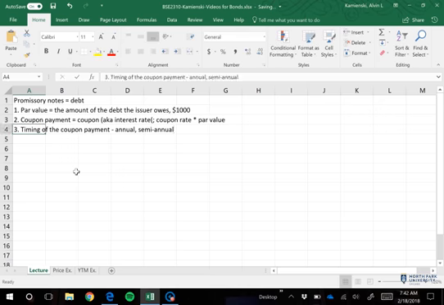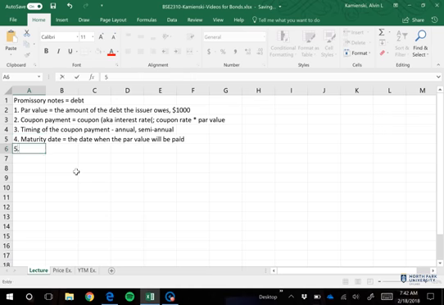So now you have a debt, you're getting some interest on it, but you also need to know when do I get paid back? The maturity date is equal to the date when the par value will be paid. So those of us that grew up watching things like Popeye learned, I'll gladly pay you Tuesday for a hamburger today. Well, Tuesday would be the maturity date.